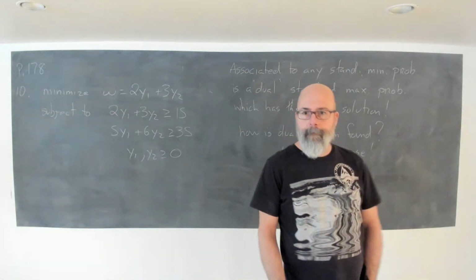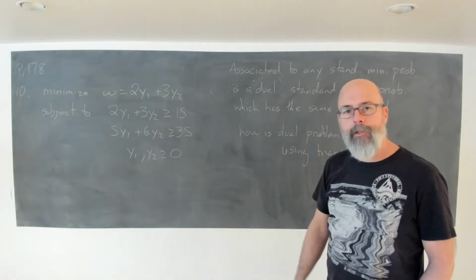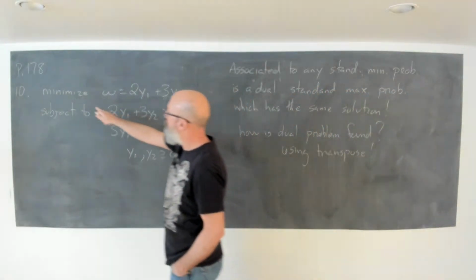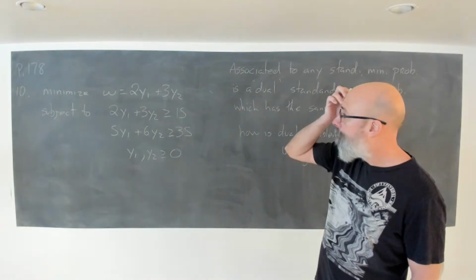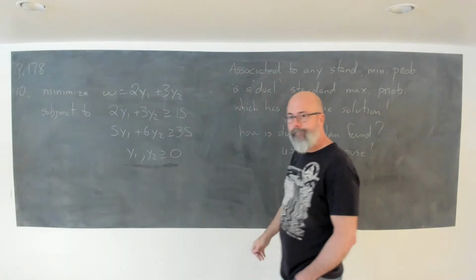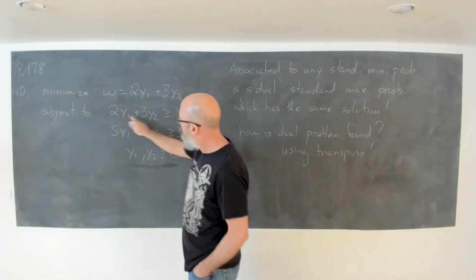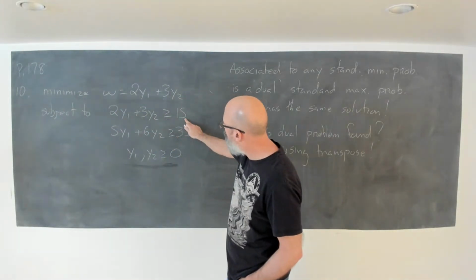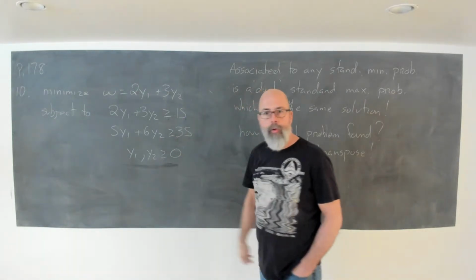All right. So here, first of all, let's convince ourselves that this is in standard minimum form. The objective function is to be minimized, the variables are non-negative, and all other constraints have the form of a combination bigger than or equal to numbers that are themselves bigger than or equal to 0.